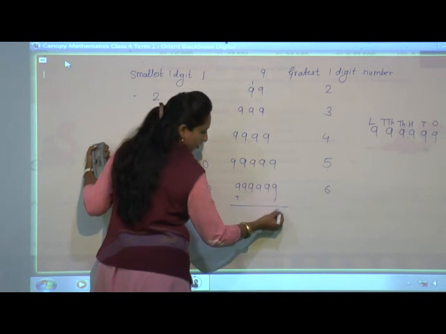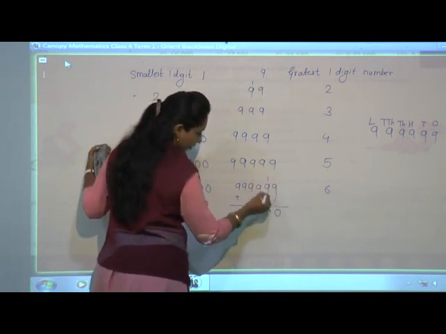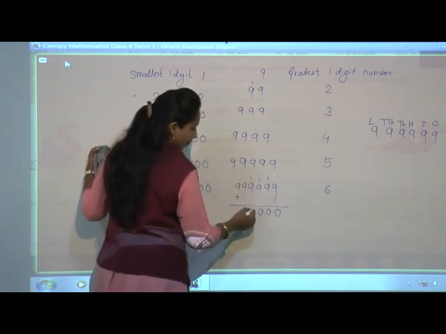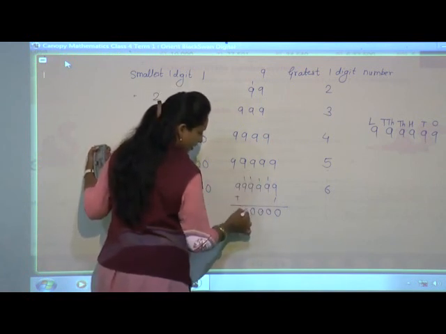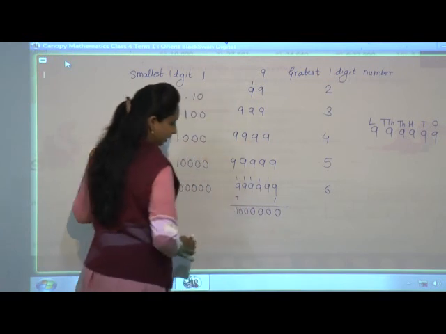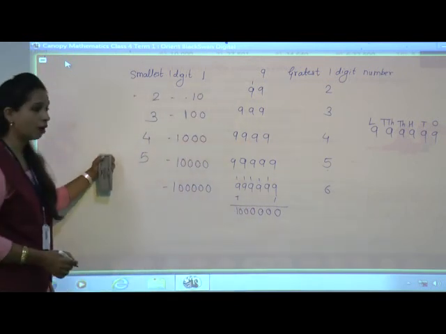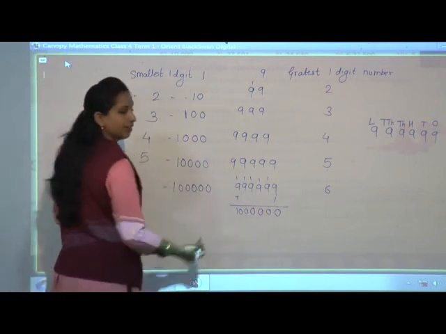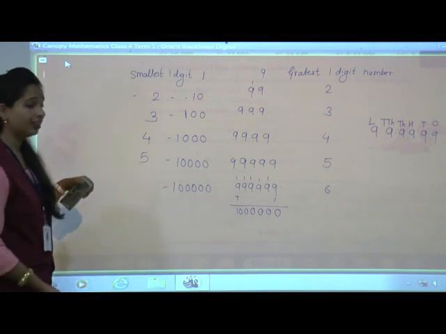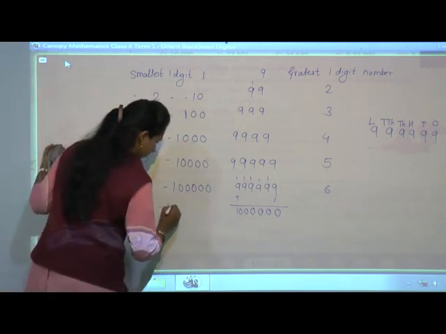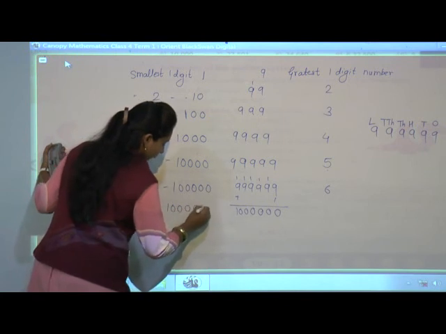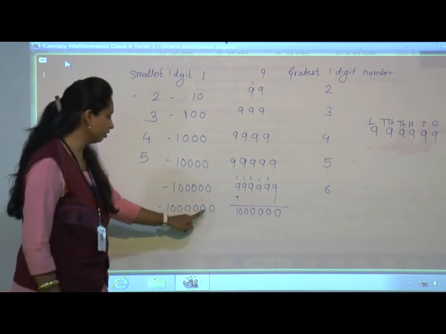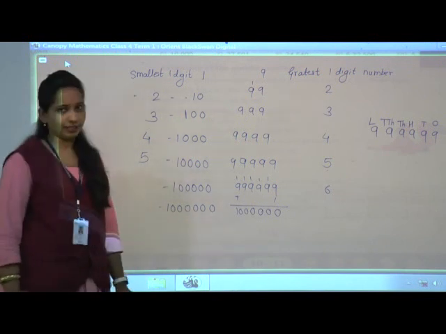9 plus 1 is 10, carry 1. 9 plus 1 is 10, carry 1, and so on for every digit. Now can you see, students, how many digits we got? 1 2 3 4 5 6 7. We got a 7 digit number here. I'll write it. So in the smallest 7 digit number, 6 zeros will be there.